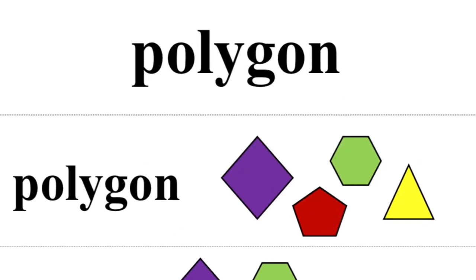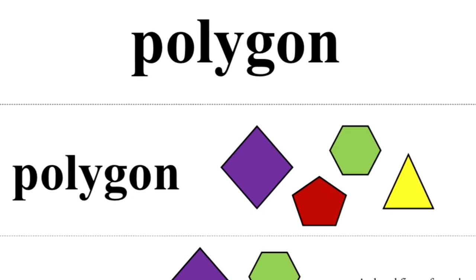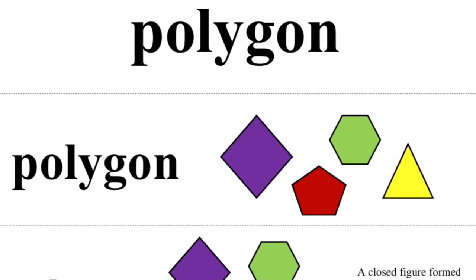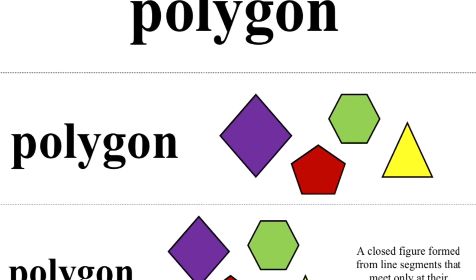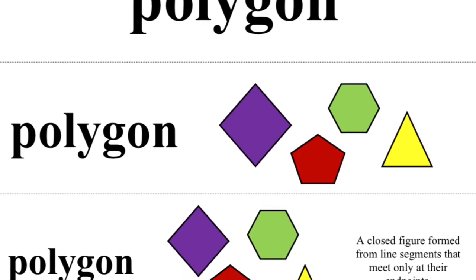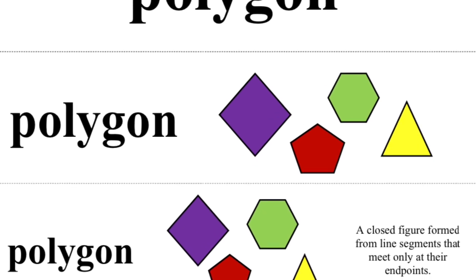A polygon is a shape whose sides are straight lines only. So a polygon can be a triangle or a hexagon. A polygon can't be a circle because circles don't have sides that are straight lines.